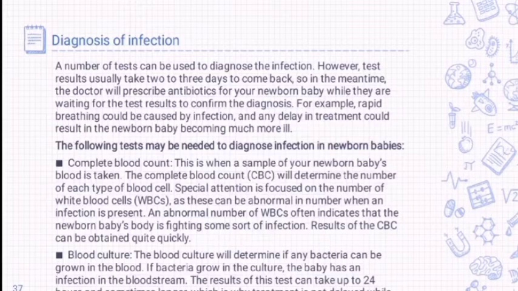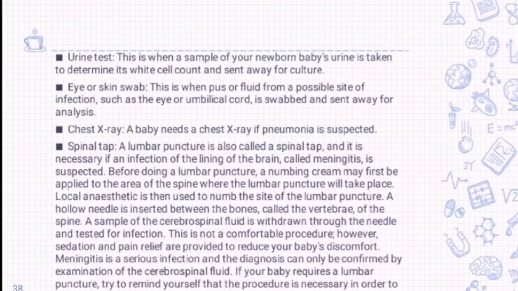The following tests may be needed to diagnose infection in newborn babies: complete blood count and blood culture. The complete blood count is when a sample of your newborn baby's blood is taken, while the blood culture determines if any bacteria can be grown in the blood. Next are the urine test, the eye or skin swab, chest x-ray, and spinal tap.